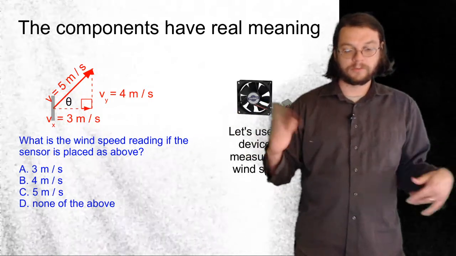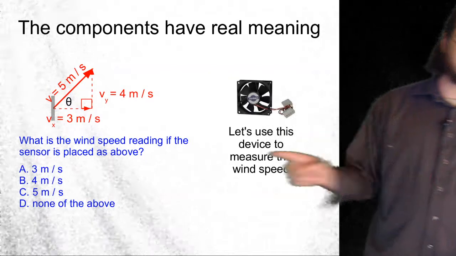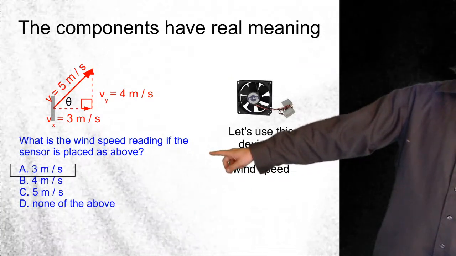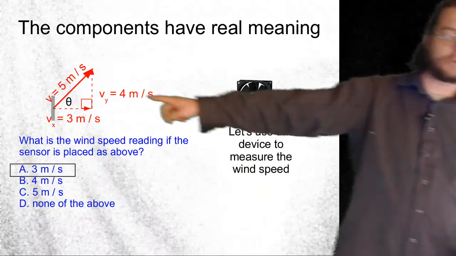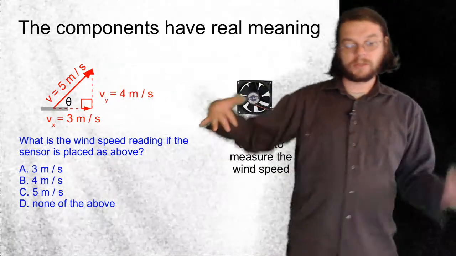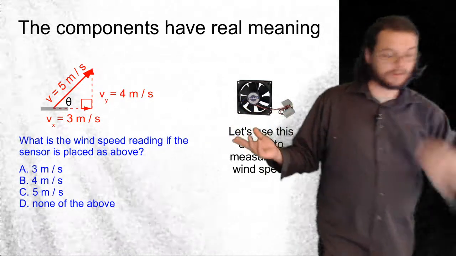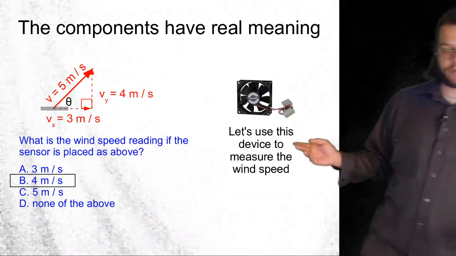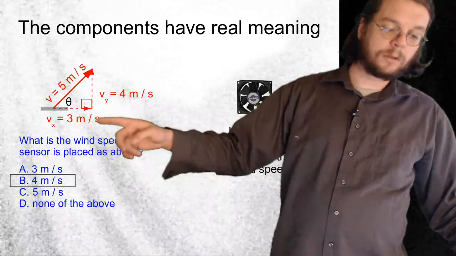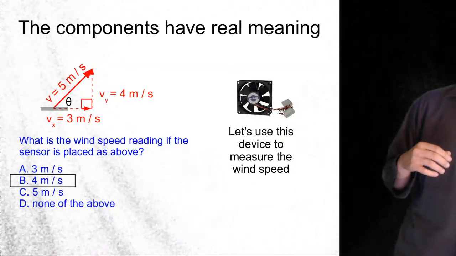But if the fan is more vertical, what is it going to measure then? Well, if it's vertical like that, then the wind is only going to be moving left and right. So it's just going to give us 3 meters per second, because it's not the full 5 meters per second. It's at an angle to it. And then if we rotate the fan to be in this other direction, what are we going to find? Not a trick question. We're going to find 4 meters per second. So again, the components of the wind, as abstract as they are, have a real, tangible meaning.